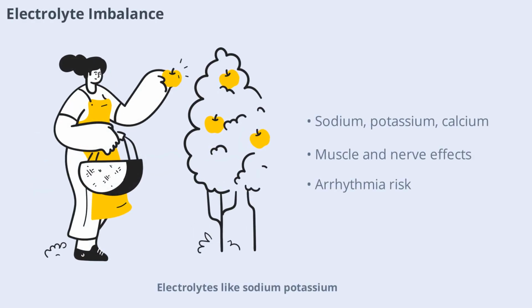Electrolytes like sodium, potassium, and calcium are essential for nerve and muscle function. Pathophysiological processes such as kidney disease, dehydration, or hormonal disorders can cause imbalances. Symptoms range from muscle cramps to life-threatening arrhythmias. Monitoring and correcting electrolyte levels is vital in many medical conditions.